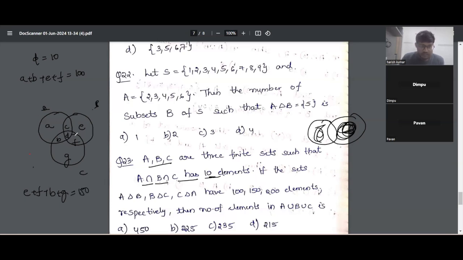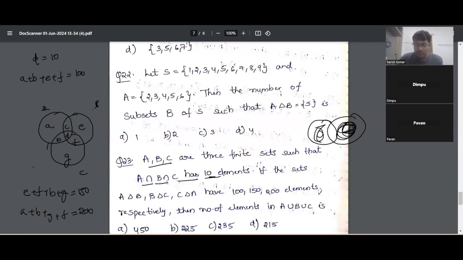Next, C delta A. So I have to consider A means A plus B. A plus C means G. So G plus F, B plus G plus F is how much? 200.